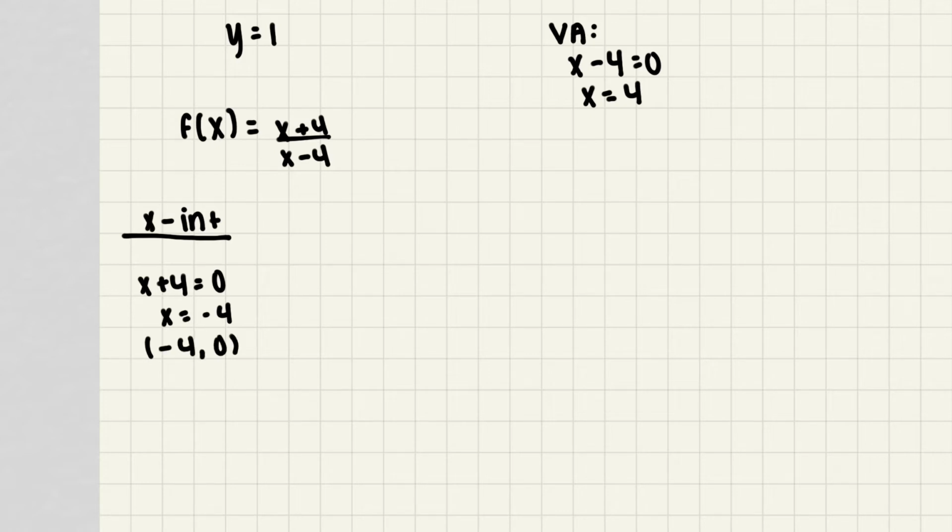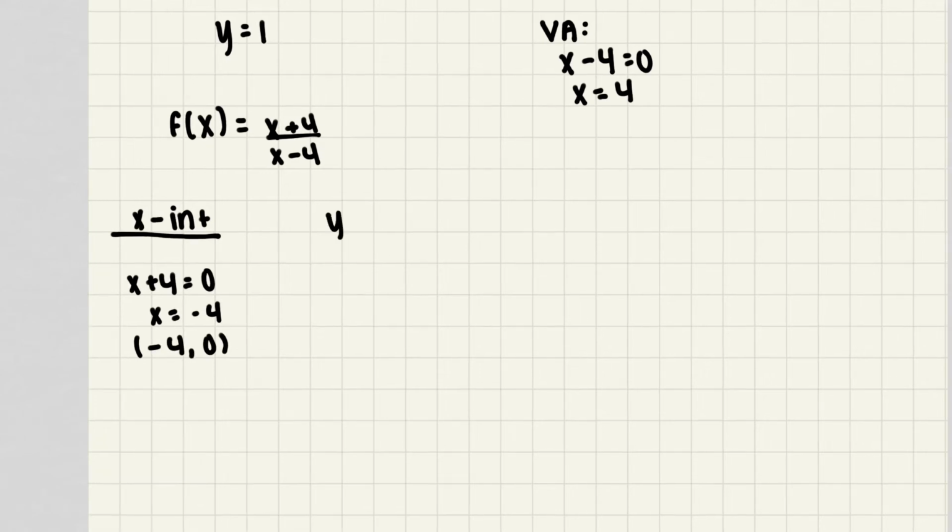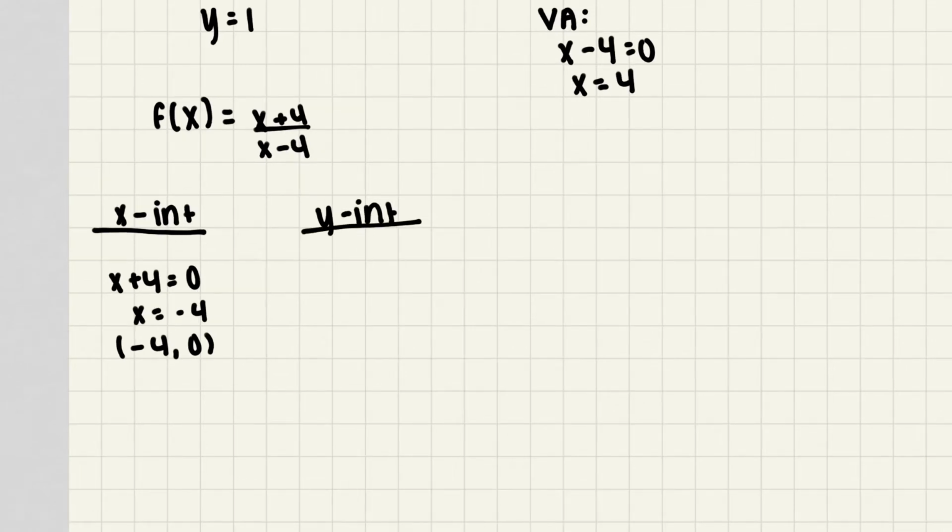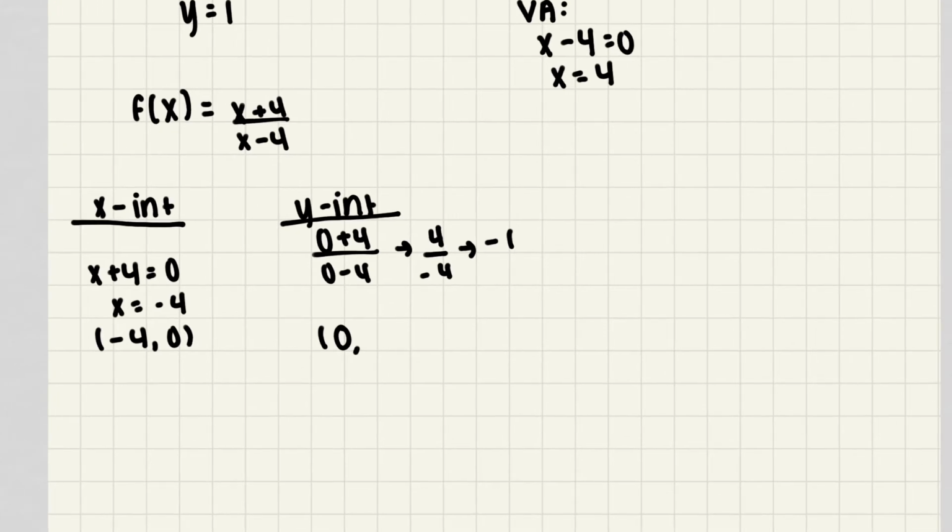And since it is an intercept, it's a point, I'm going to write it as a point of negative 4, 0. Very similar, I'm going to do the y-intercept, but for the y-intercept, we're actually going to plug in 0 for x. So I have 0 plus 4 over 0 minus 4, which brings me to 4 over negative 4, and finally negative 1. If I wanted to write that as a point, I plugged in 0 for x, and I got negative 1 for y.